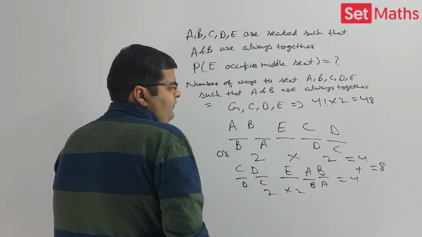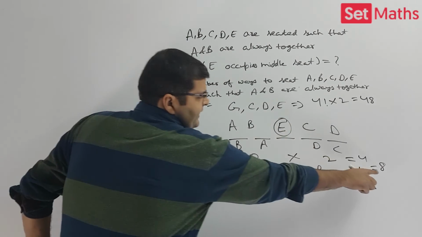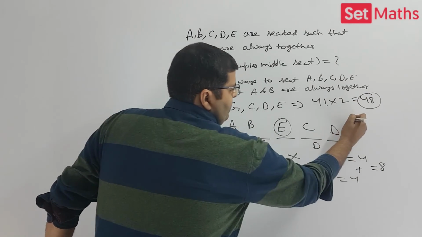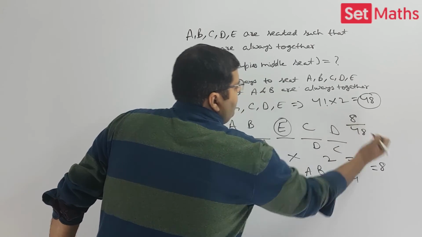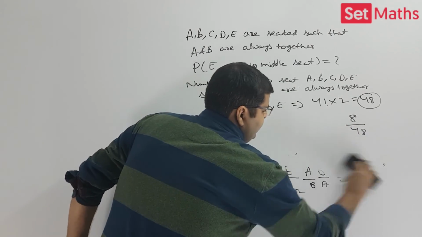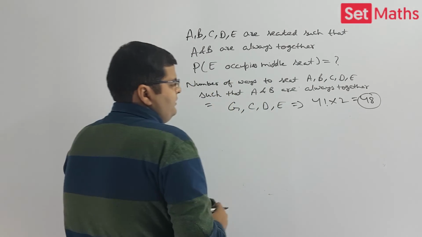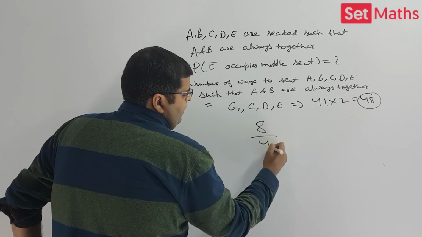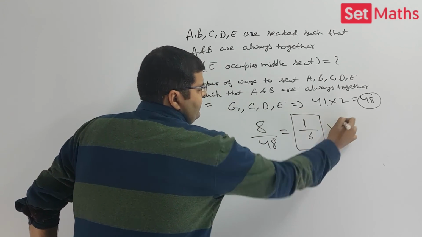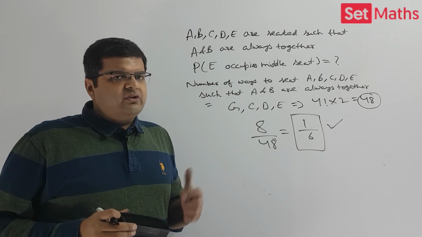Now if you look at it, the total number of ways such that E is in the middle is 8 and the total number of arrangements is 48. So the probability has to be 8 upon 48. Total number of successful outcomes is 8 and total number of outcomes is 48 in the universe. So it is 8 upon 48, which is equal to 1 by 6. So 1 by 6 is the answer to this question. This is how we solve this question.